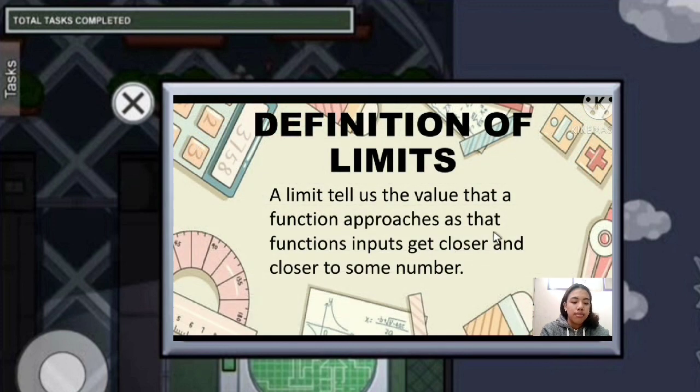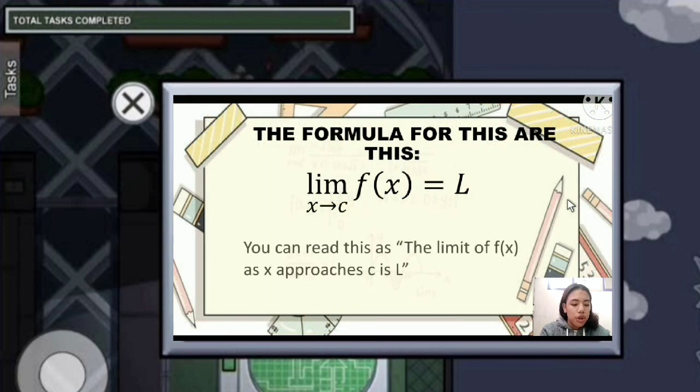First, definition of limits. What is the definition of a limit? A limit tells us the value that a function approaches as that function's inputs get closer and closer to some number. The formula of this is this. We are going to use this formula for solving limits. You can read this as the limit of f of x as x approaches c is L.